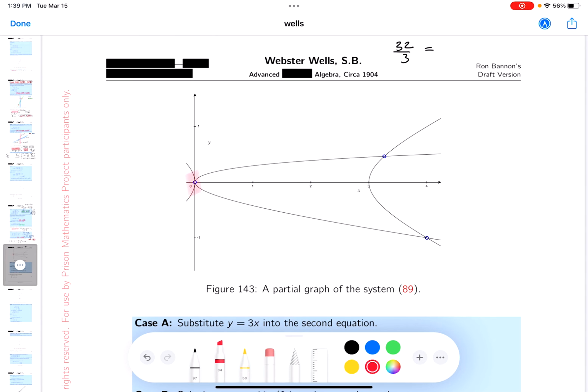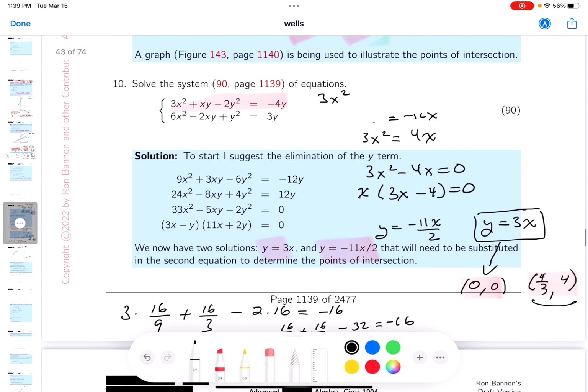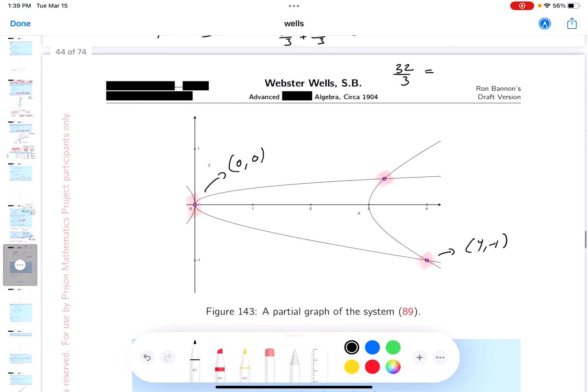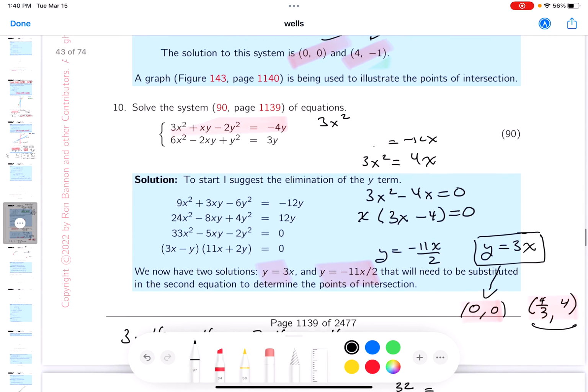So 0, 0, I got that. This one over here and this one over here. Now, by the way, looking at these things, I hope you can agree that we did find a solution that said 0, 0. And over here, this solution looks like 4, minus 1, all right? So have we seen those answers? Yeah, going back to it, we've seen these. What's this one over here? 49/15. And 7/15, right? Let me go back and check it.